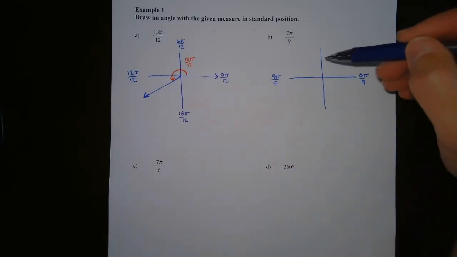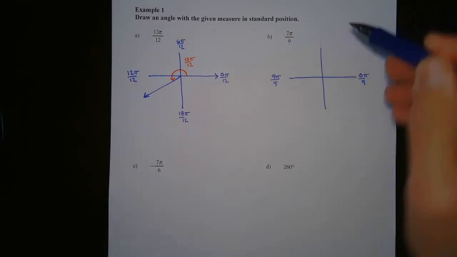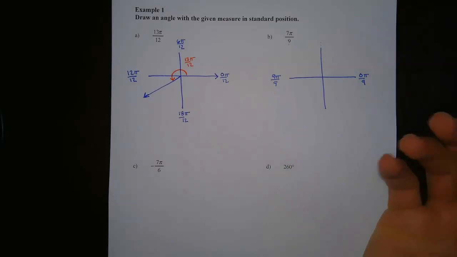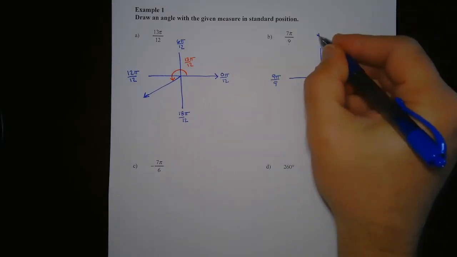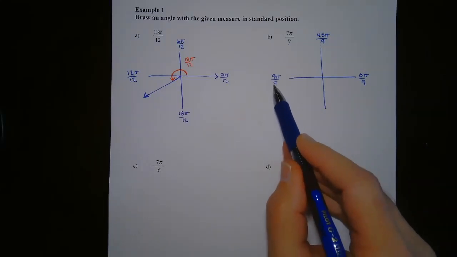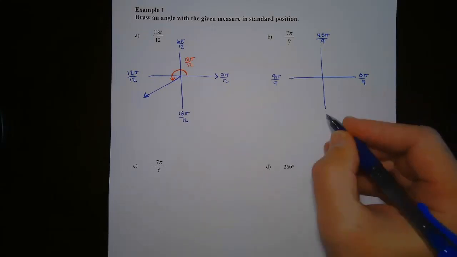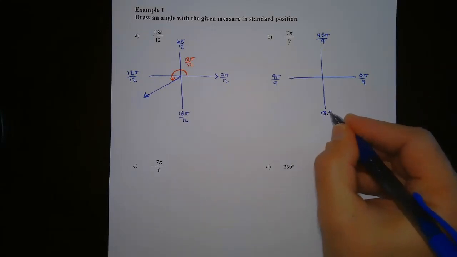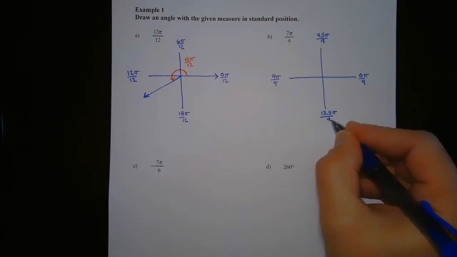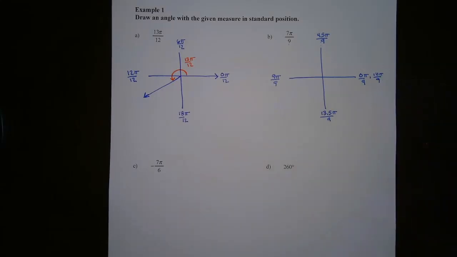Okay, so what would this one be right here? This would be half of the 9, so 4.5, and I'm fine if you write that. 4.5 pi over 9, okay? And then if we keep going, this one right here would be 13.5 pi over 9. And then back over here, this would be 18 pi over 9, which is 2 pi, right?